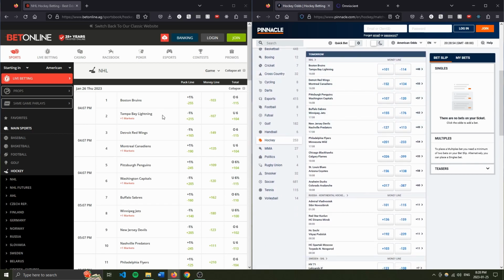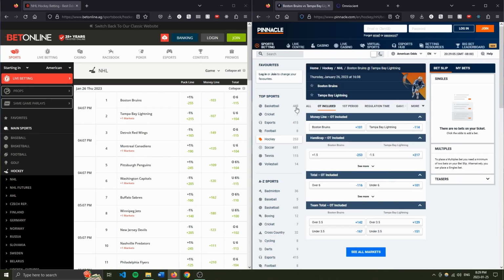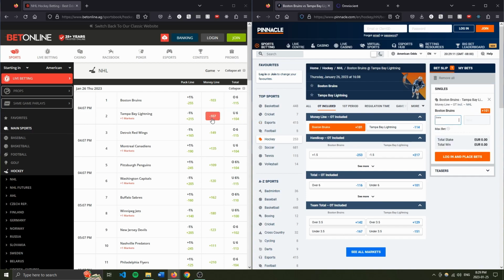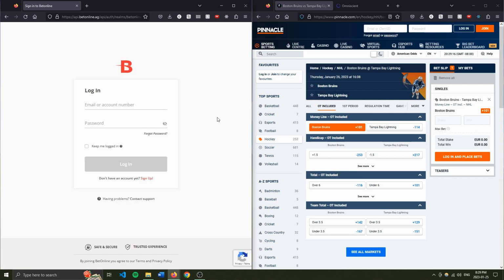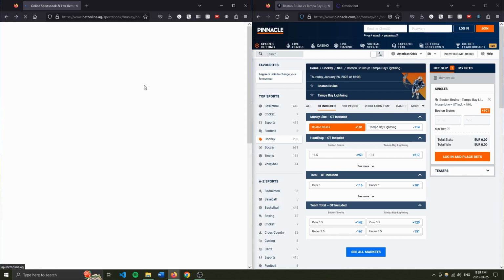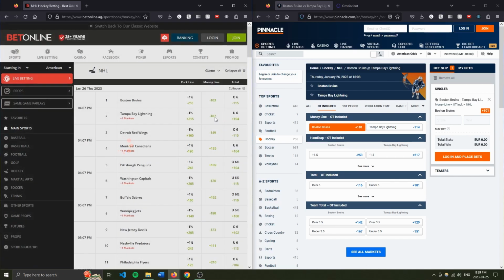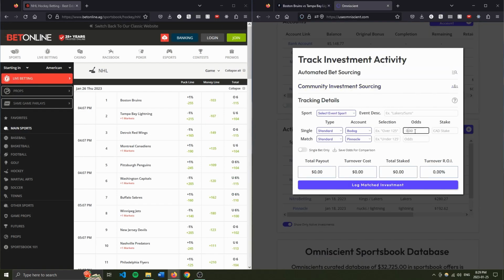So here we're going to have Boston Bruins and Tampa Bay Lightning. And what I'm looking at here is comparing these money line odds. So, immediately we're seeing something pretty good here. If we look at Boston Bruins at 101, we can bet the other side at minus 107 on BetOnline. Oh, well, I'm not signed in, but we would be able to bet the other side at negative 107 here. So we can punch that into the odds calculator.